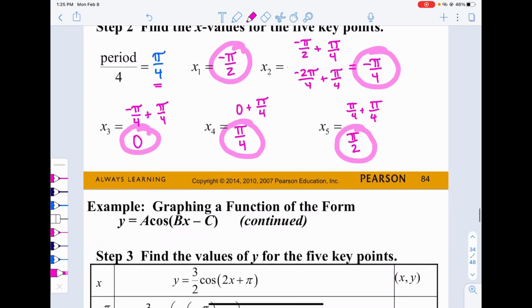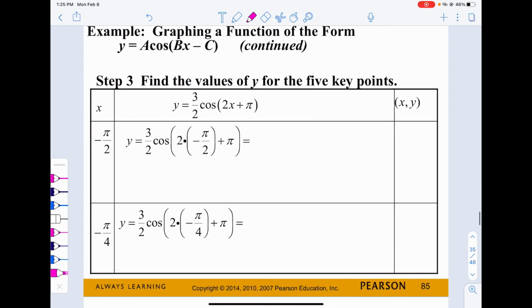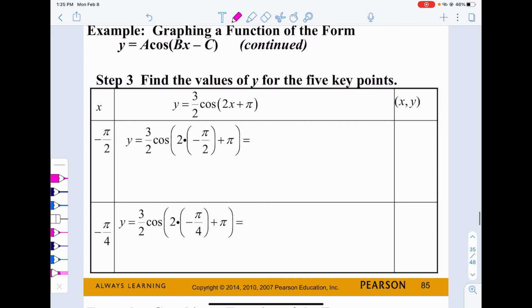Take it to the table. Once we take that to the table, we're going to fill things in, right? So we're going to take our 2 times that negative pi over 2 plus pi. These cancel, so we have a negative pi that adds with pi, which gives us 0. And if we have a cosine of 0, that ends up giving us 1. That means we have a 3/2 times 1, which gives us a 3/2. So when we're at negative pi over 2, we're at 3/2.